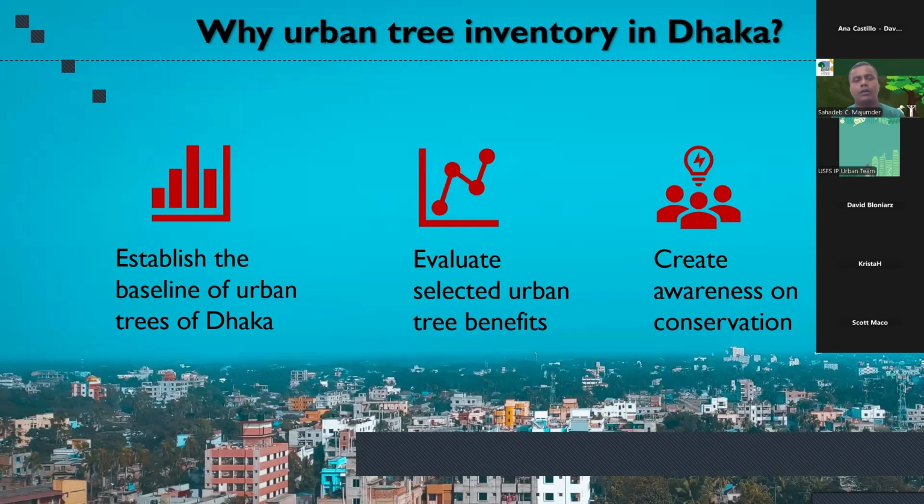So what was our motivation to conduct the urban tree inventory for Dhaka city? Currently, the information we have for Dhaka before this study, what was the information available? Some studies claim that the tree cover was 2%, some other studies 8%, and some other studies claimed it was 16%. So for the city planners, the information was not reliable.